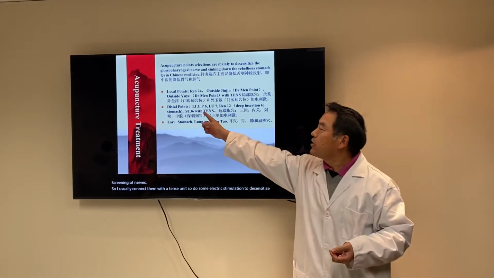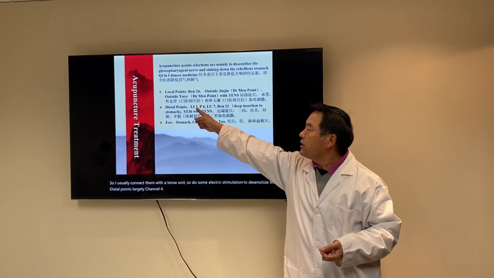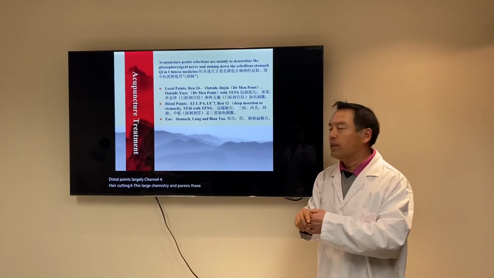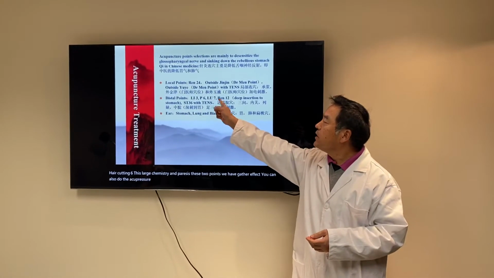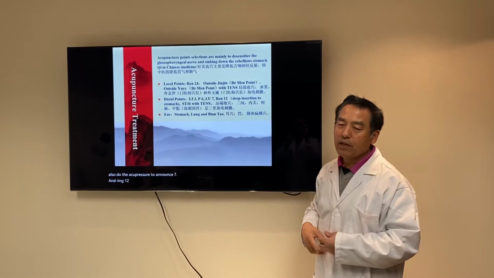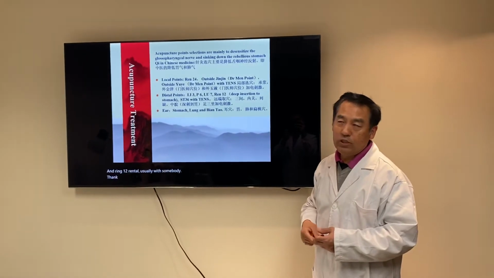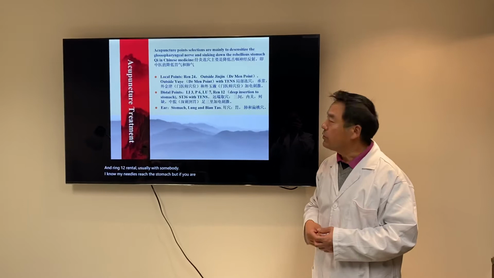Distal points: large intestine 4, pericardium 6. Large intestine 3 and pericardium 6. With these two points, when you have a gag reflex, you can also do acupressure. And lung 7 and Ren 12. At Ren 12, when somebody has a gag reflex, I usually insert deeply until I know my needle reaches the stomach. But if you are not experienced with that, I don't want you to do that yet.